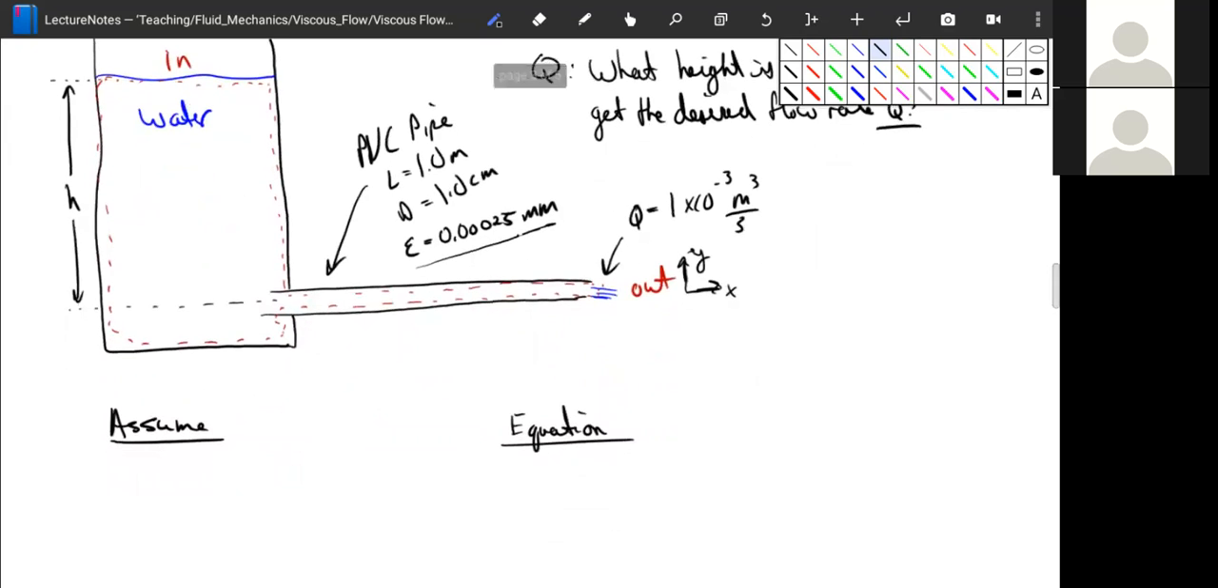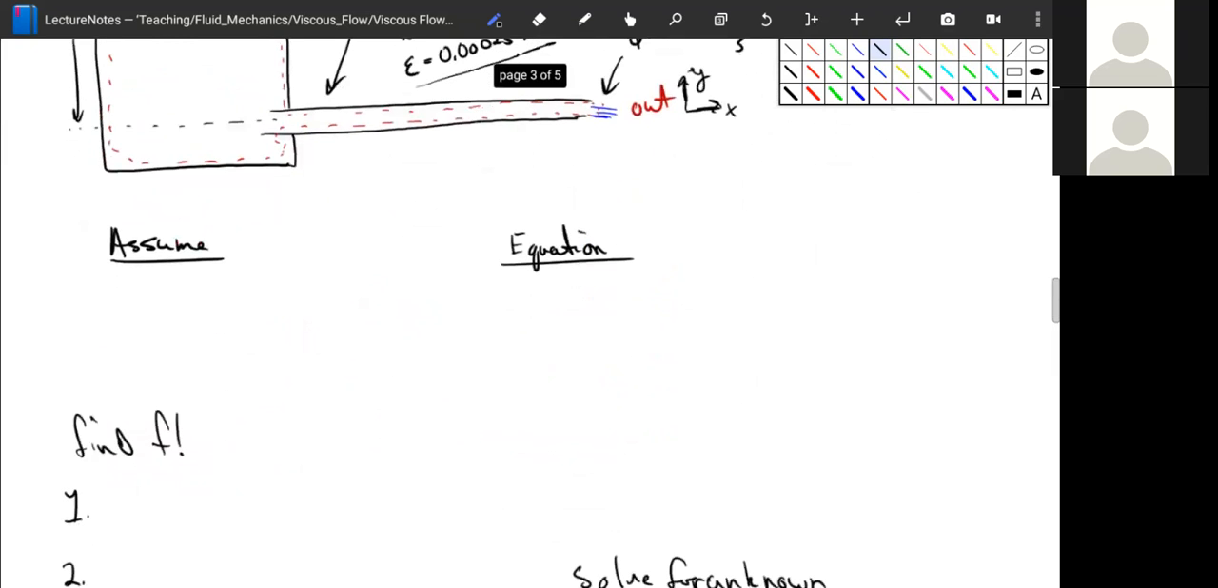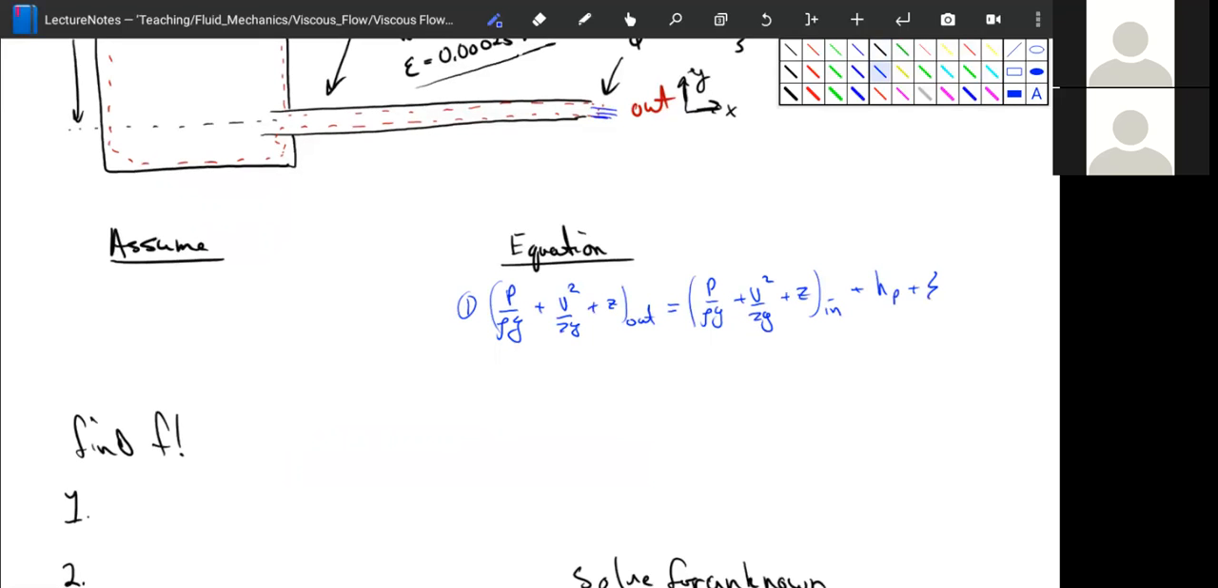All right, so first thing we need to do is talk about what model we're going to use and what assumptions we're going to use. The equation we're going to use is our modified conservation of energy equation, right? Equation 1 then is going to be P over rho g plus V squared over 2g plus z out is equal to P over rho g plus V squared over 2g plus z in plus h pump plus the sum of all of our head losses. Excellent.